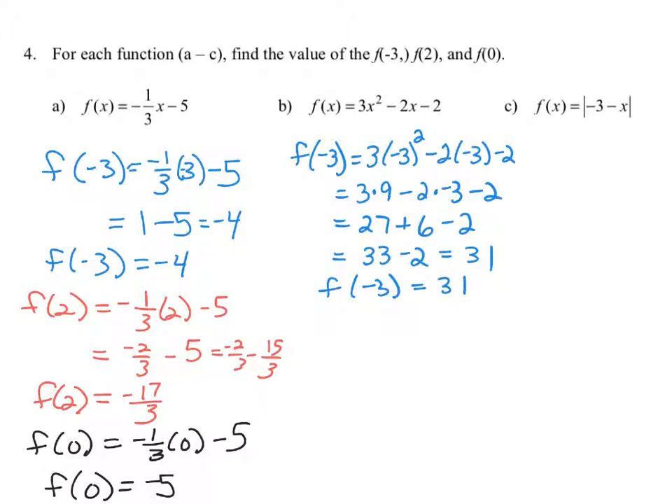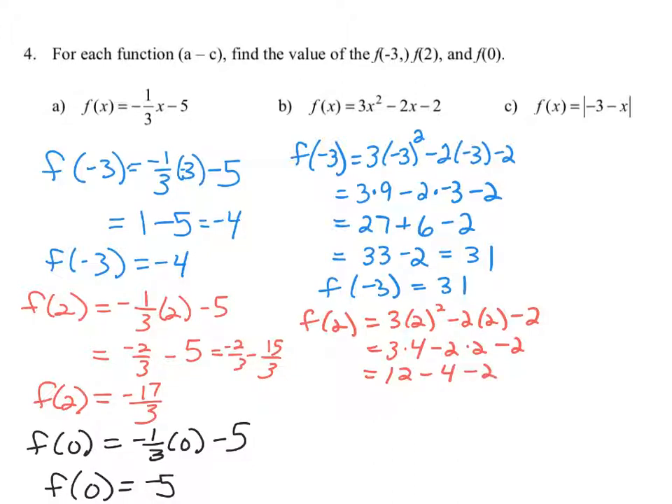Now let's find f of 2. By substituting in, replacing every x with 2, and then using the order of operations to simplify, we can evaluate the function. So we do the powers first. So 2 squared is 4. This is going to be 3 times 4 minus 2 times 2 minus 2. Order of operations, we multiply first. So it's going to be 12 minus 4 minus 2. And then we take 12 minus 4, which is 8. 8 minus 2 is equal to 6. So f of 2 is equal to 6.